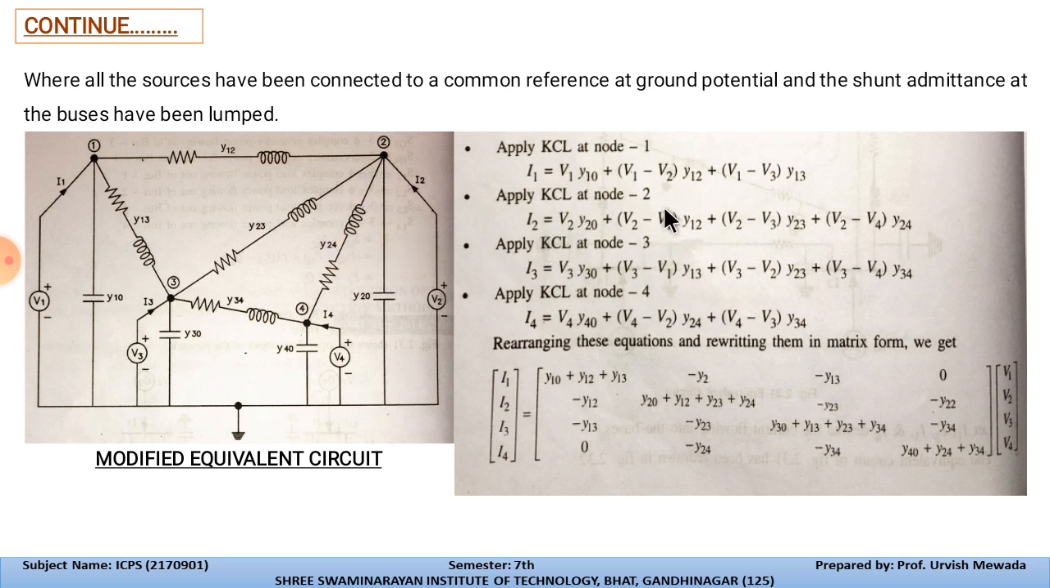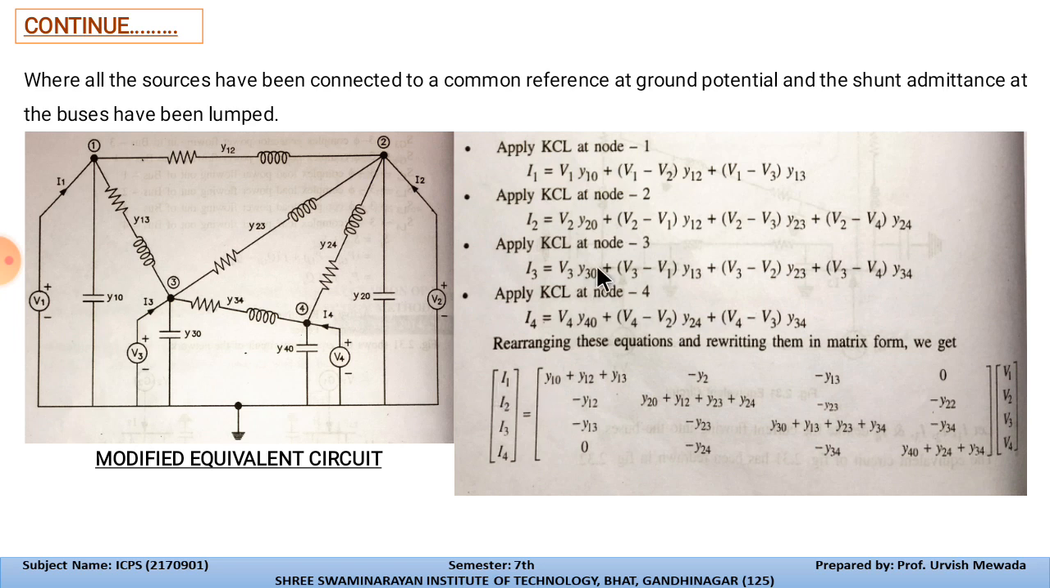So at node number 3, this is the equation. This is how you should try to form it, by taking reference of these two nodes. So applying KCL at node number 4, this is the equation for node number 4. Now from these equations we can form the matrix. So rearranging these equations, and rewriting them in matrix form, we get I is equal to, we need this form in V into Y, so this is the V and this is the Y.